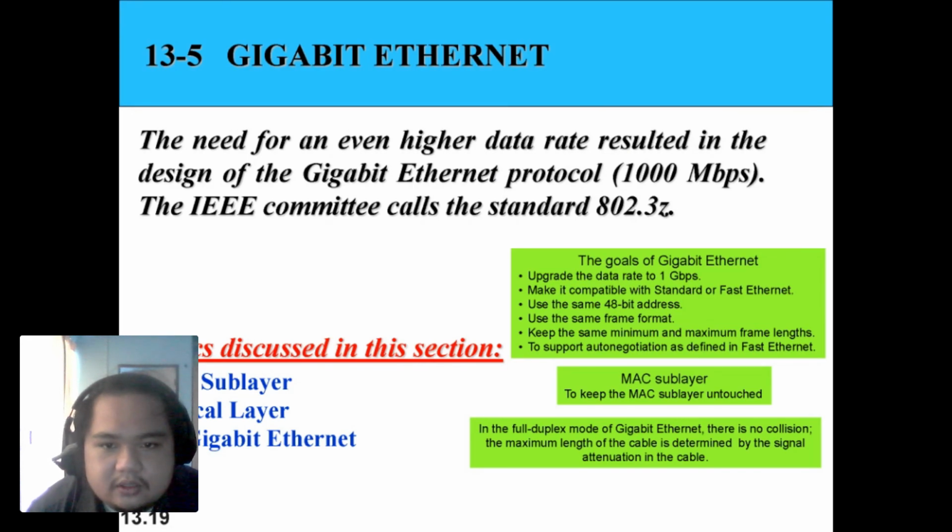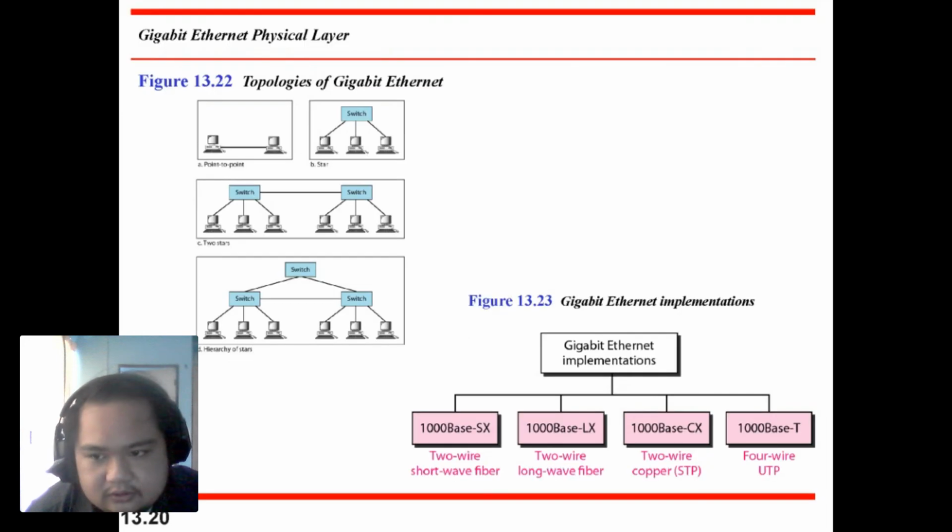Gigabit Ethernet. The need for even higher data rates resulted in the design of the Gigabit Ethernet protocol. The IEEE committee called the standard 802.3z. The goals of Gigabit Ethernet: upgrade the data rate, make it compatible with standard and Fast Ethernet, use the same 48-bit address, same frame format, same maximum frame length, and support autonegotiation as defined in Fast Ethernet.